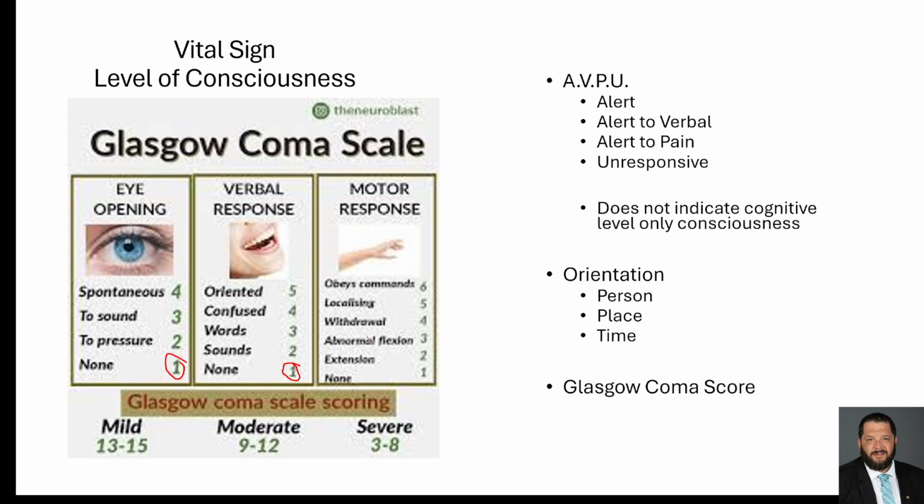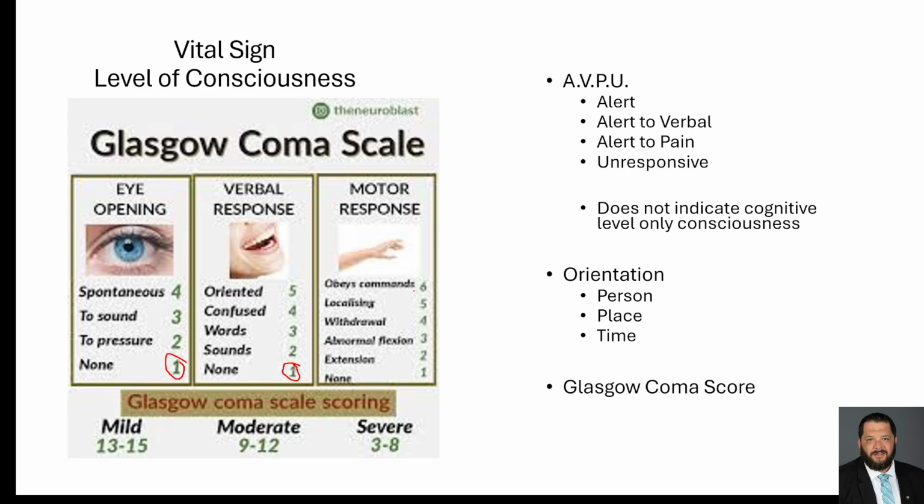Motor response is the other part of the assessment. If they obey commands, they're able to stand up and move appropriately, they would get 6. If they're localizing painful stimuli, and what I mean by that is if you grab their wrist or you're palpating on something and it hurts and they bring their hands towards it, okay, that's going to get a 5. If they withdraw from painful stimuli, so they just kind of push away or try and move away from the painful stimuli, they get 4 points.